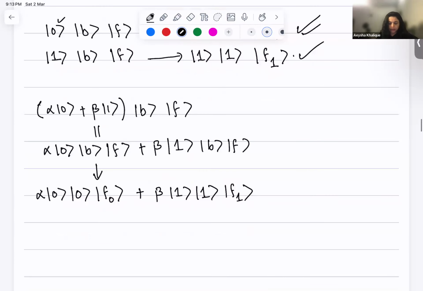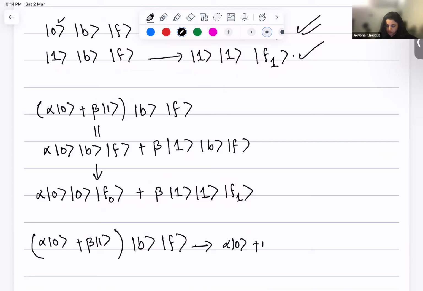But is it really the clone that we wanted? If I want to make a clone of this alpha 0 plus beta 1, with some cloning machine, not necessarily this one, but any which claims to be able to make a copy of it, it should be something like this. It should keep the original, which is alpha 0 plus beta 1. On the blank copy, it should make a copy like alpha 0 plus beta 1, and the cloning machine should be in some state, right?